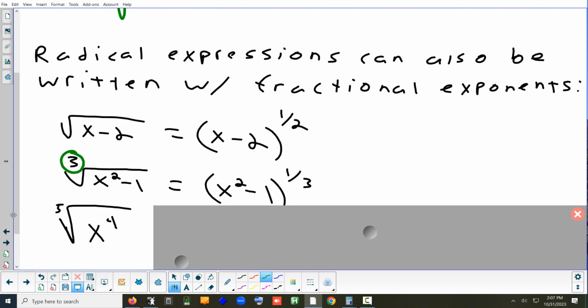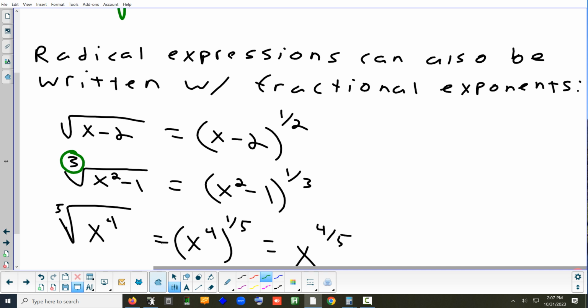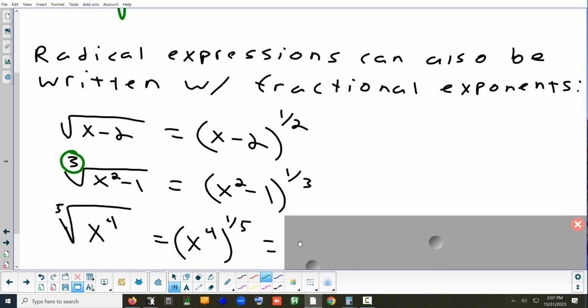All right, let's try this one. This is a 5th root. So what would be the same thing as a 5th root? Just 1/5. The exponent of 1/5. Yeah, you just put an exponent of 1/5. It doesn't matter what's inside here. We're just getting rid of that root symbol. So the 5th root is the same as a 1/5 power.